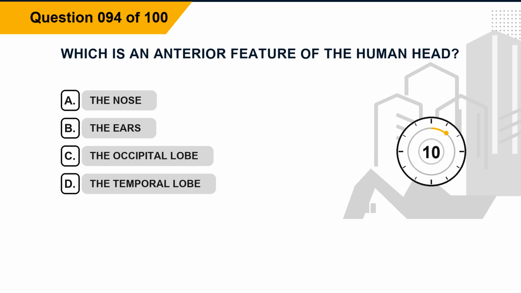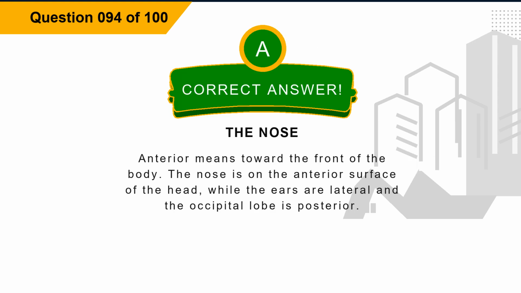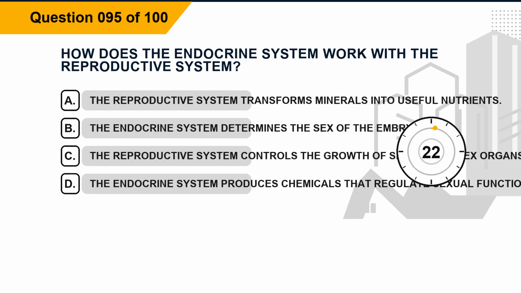Question 94. Which is an anterior feature of the human head? Option A. The nose. Option B. The ears. Option C. The occipital lobe. Option D. The temporal lobe. The correct answer is option A. The nose. Explanation. Anterior means toward the front of the body. The nose is on the anterior surface of the head, while the ears are lateral and the occipital lobe is posterior.